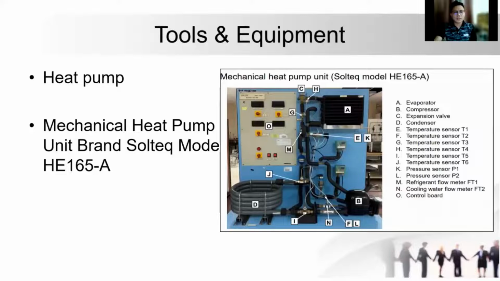So in the methodology, we have the tools and equipment. The machine we use for the experiment is the heat pump. So this is the mechanical heat pump unit, Plint & Partners Soltec model HE165A. In the heat pump, there are an evaporator, compressor, expansion valve, condenser, temperature sensors, pressure sensors, refrigerant flow meter, cooling water flow meter, and also a control board.